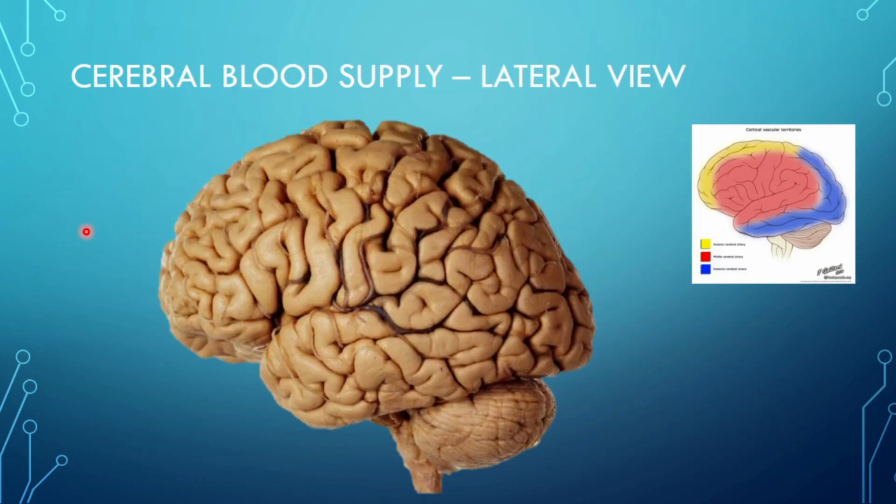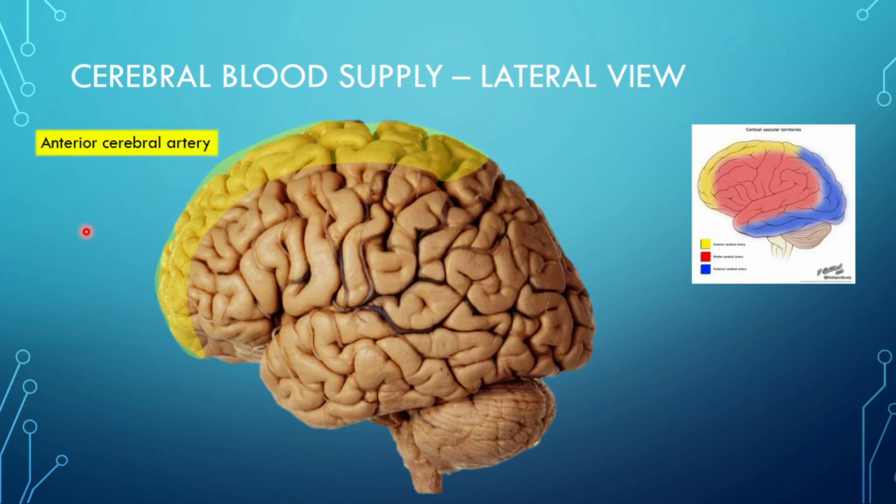So, the blood supply to the cerebral cortex is extremely important, and it's supplied by three main arteries. We've already mentioned them on the previous slide. And those three arteries supply three distinct territories on the cerebral cortex.